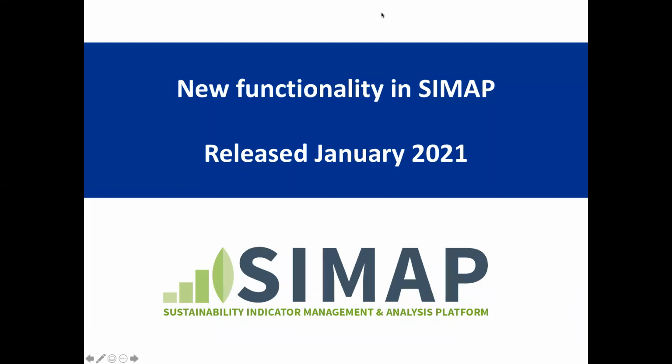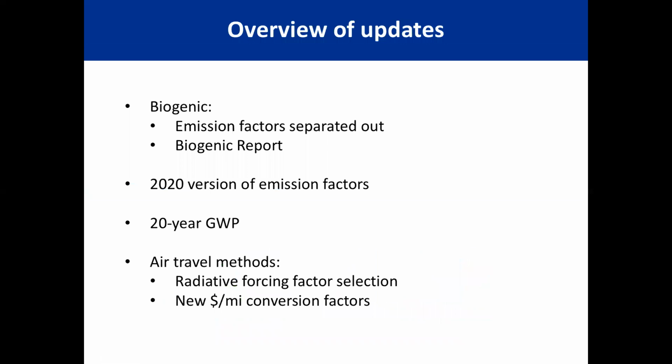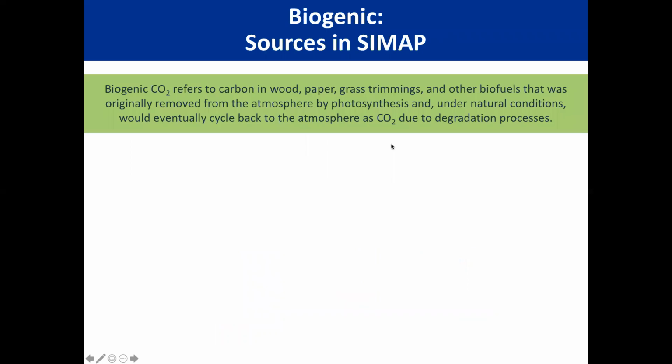So with that, we'll get into our new functionality here. So I'll be starting with the biogenic background, and then Ben Robinson will tell us more about the 2020 version of emission factors, 20-year GWP, and the air travel methods. So biogenic is a category that has been in SIMAP, but the calculations have happened behind the scenes. And so we wanted to bring this forward. The updates that we've made have helped make it more transparent and also customizable.